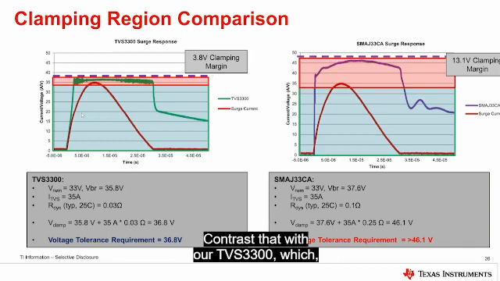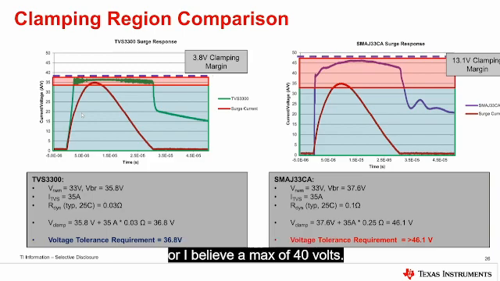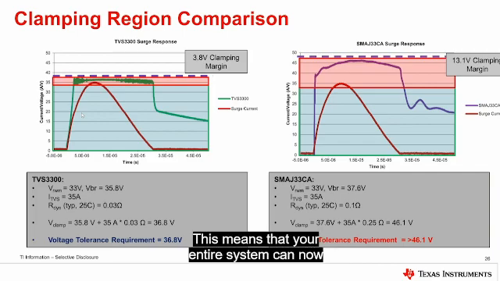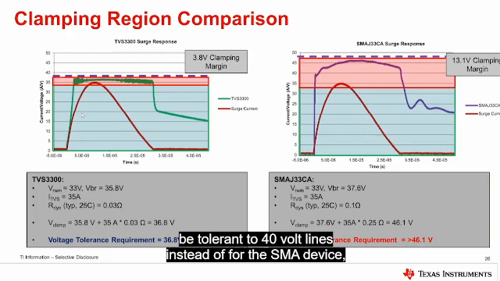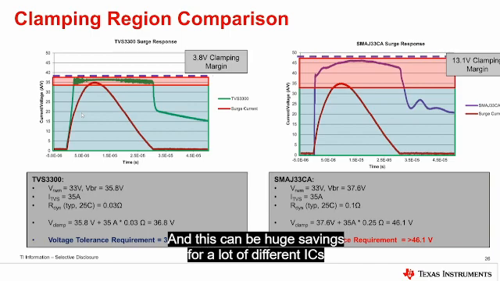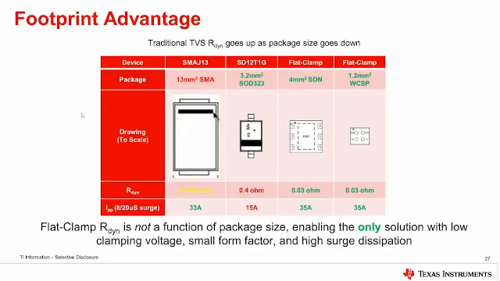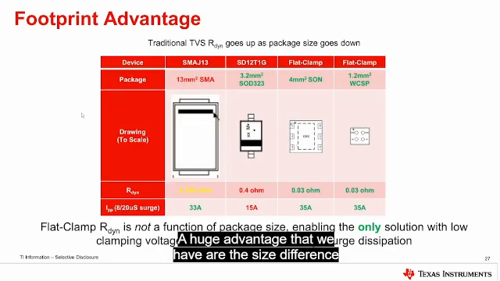Contrast that with our TVS 3300, which, even though the breakdown is 35 volts, the clamping voltage only goes up to 36.8 volts, or I believe a max of 40 volts. This means that your entire system can now be tolerant to 40 volt lines instead of, for the SMA device, having to be tolerant to 50 volts. This can be huge savings for a lot of different ICs that aren't rated as high. One huge advantage that we have is the size difference in the packages.